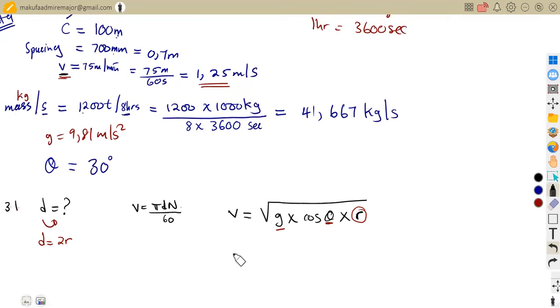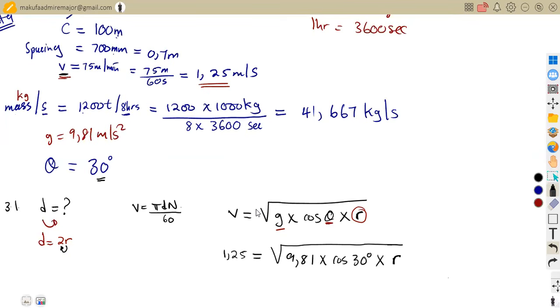Your velocity in this case, that is 1.25 meters per second, is equal to the square root of the gravitational acceleration of 9.81 times the cos of theta, which is in degrees. So the discharge is in degrees, so it's going to be cos 30 times the radius, which is the one that we do not know. If we are to calculate the radius, we can then calculate the diameter by multiplying it by 2. So how can we calculate the radius in this case? That is our question. How are we going to calculate our radius?